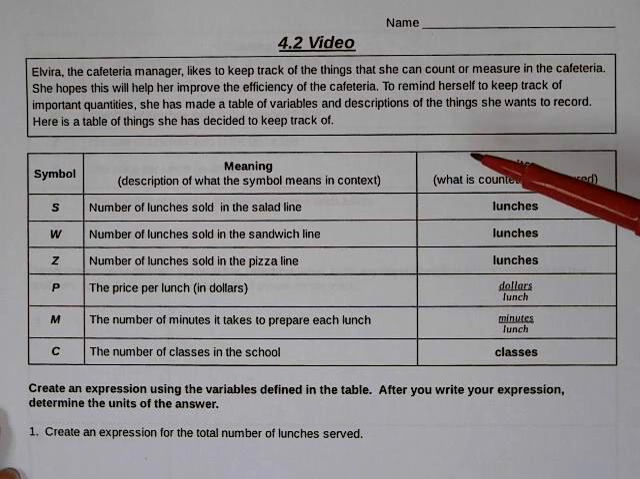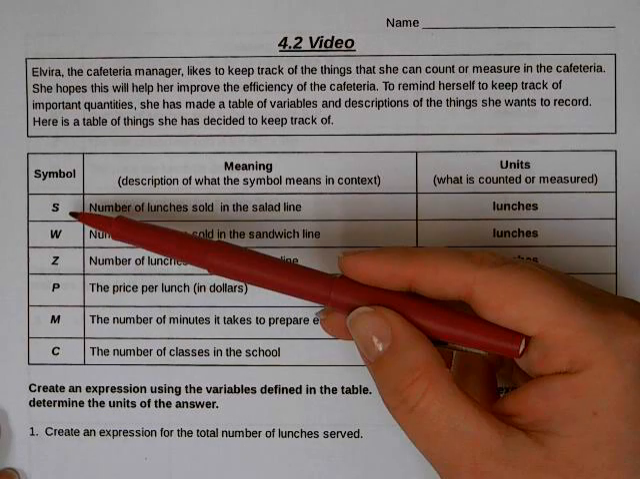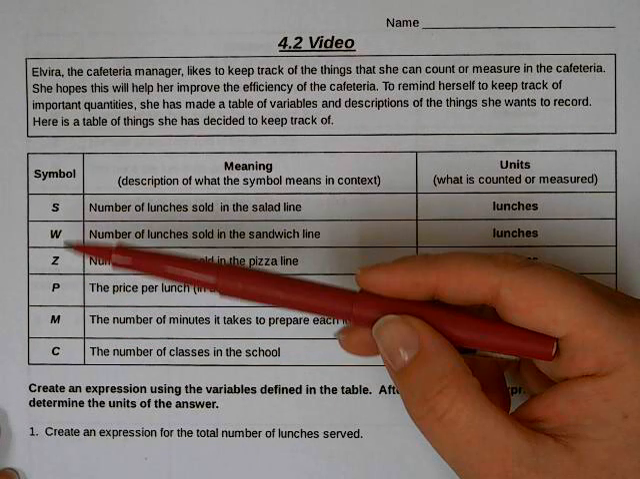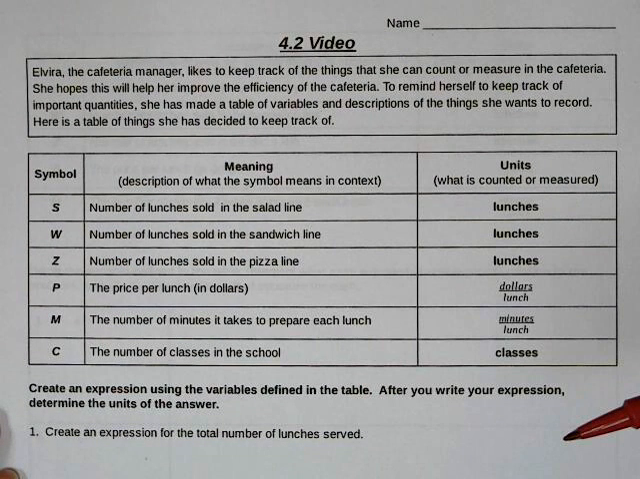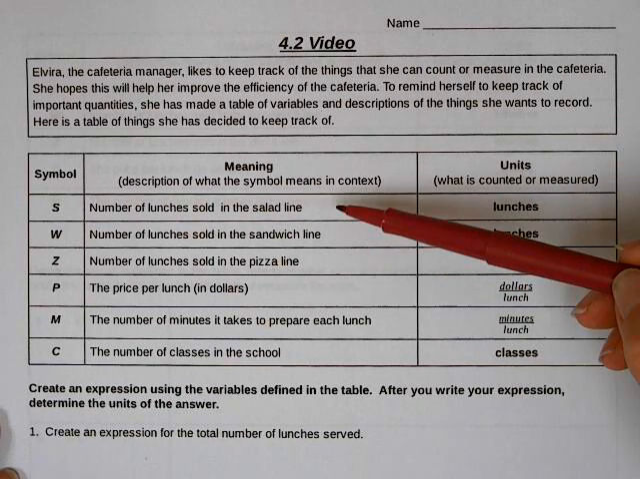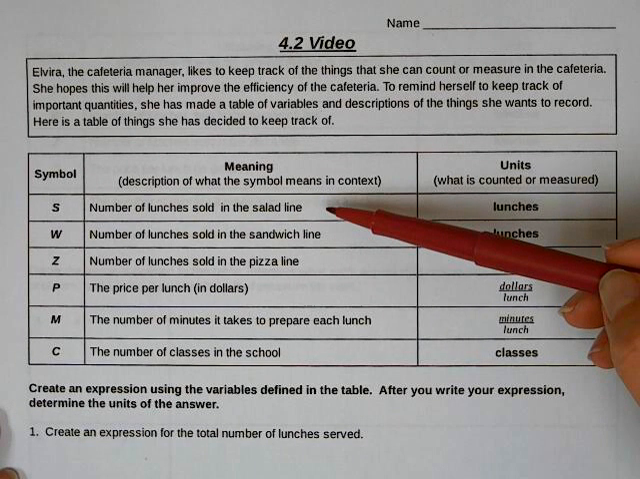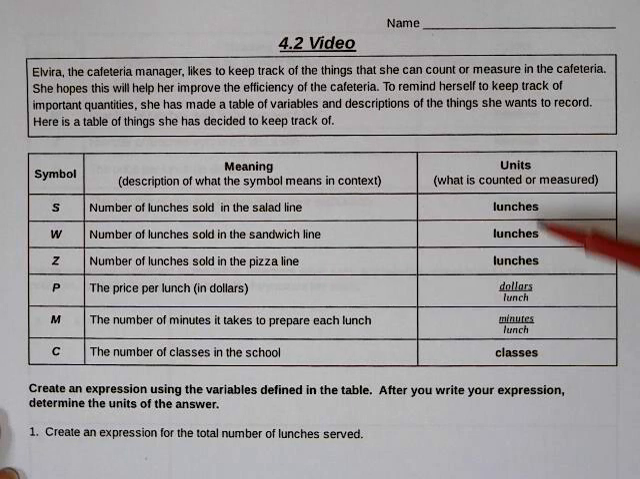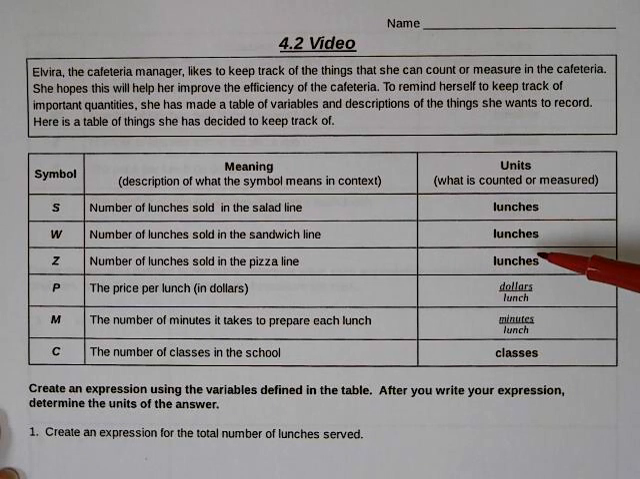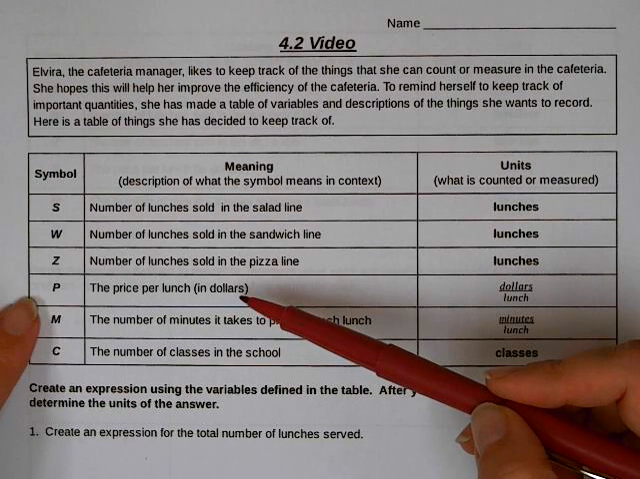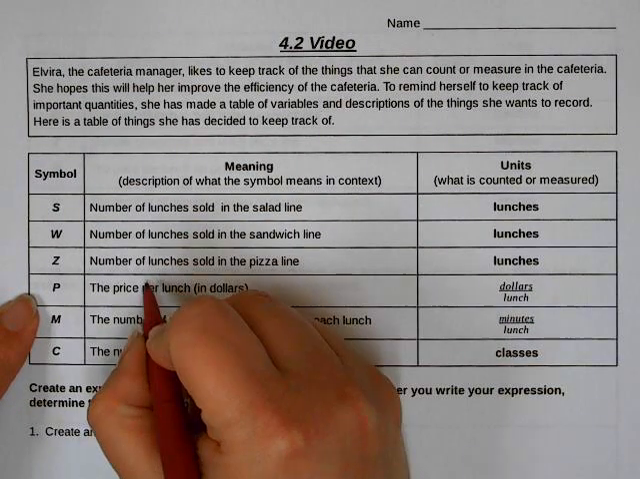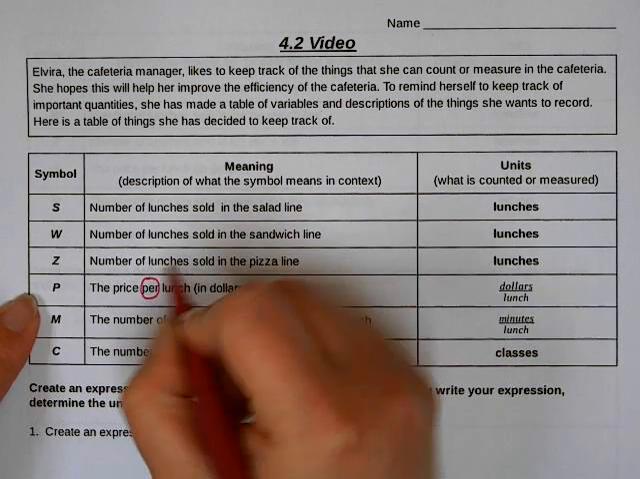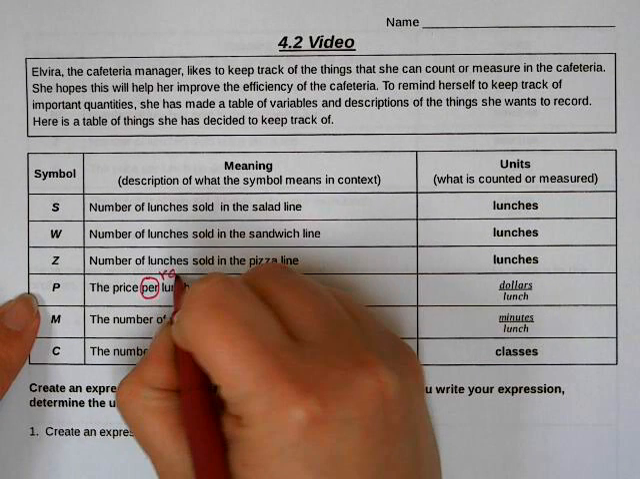We've got Elvira, the cafeteria manager. She's got her different symbols here where she's recording the number of things and different other quantities in the cafeteria. So we can see the first three are the number of lunches sold in the salad line, sandwich line, and pizza line. So the thing that we're measuring here is just our units. P is where it starts to get a little more interesting, right? P is the price per lunch. So that word per should be a clue to you that we're talking about a rate.